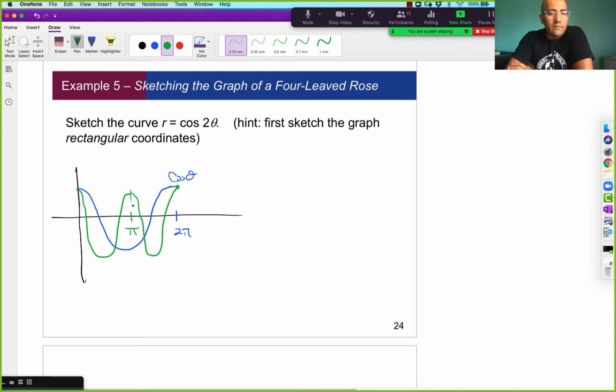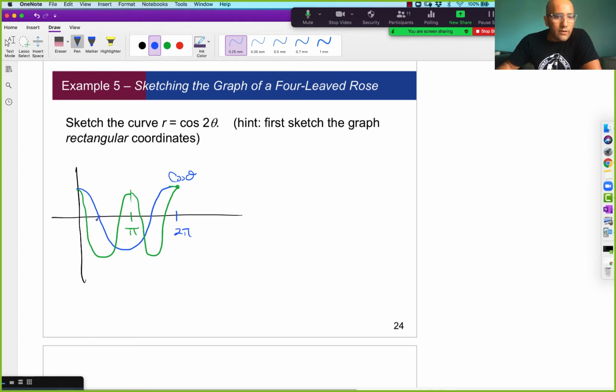You can also find the zeros of this and figure out where all these zeros are, and when the R value is going to be equal to 0. But these quadrants stay the same as the standard cosine graph.